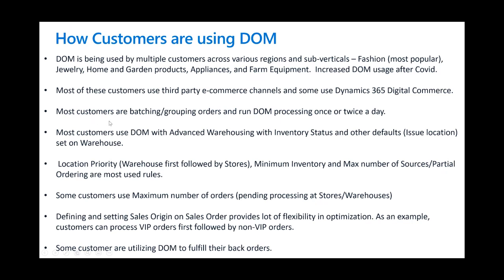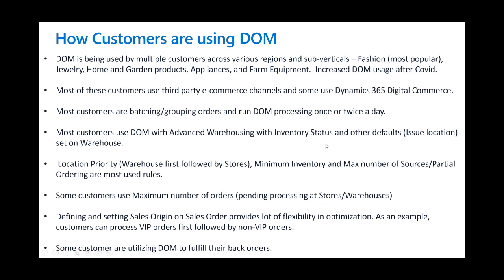Okay. Most customers are batching and grouping orders and run DOM twice a day. That's one of the recommendations also: don't run DOM every 10 or 15 minutes. You can run it 2 or 3 times a day, but check with the business what their needs are and you can run accordingly. And most of the customers are using DOM with advanced warehousing with inventory status as a default value. The default is being available. Okay. And we also recommend that you specify a default issue location on the warehouses.